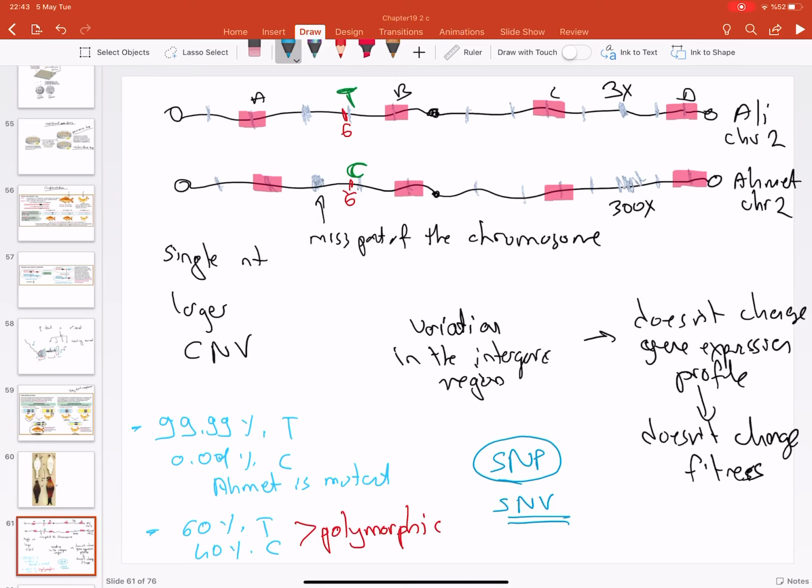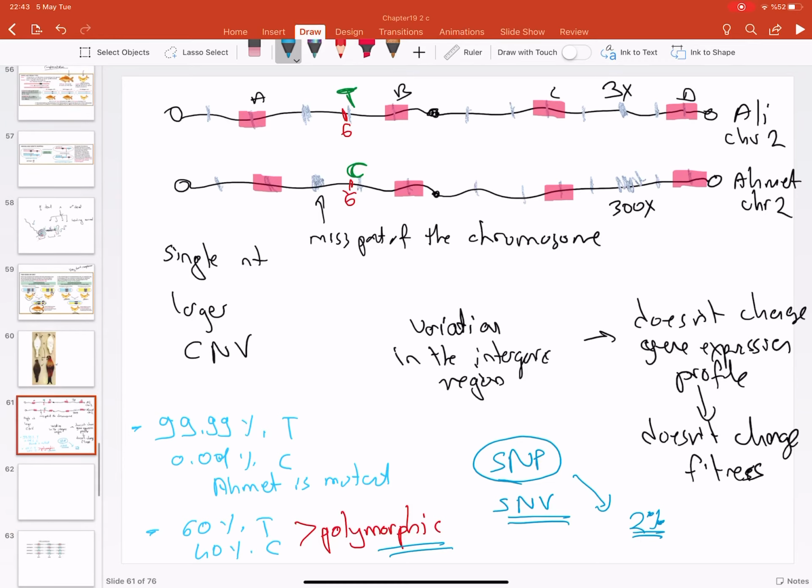For a region to be called polymorphic, the frequency of the nucleotide should be high enough. Otherwise, we just call it a variation or a mutant. To call it polymorphic, it must be high enough. Let's say if you see that nucleotide in 2% of the population, then it's polymorphic. You can call it a single nucleotide polymorphism.